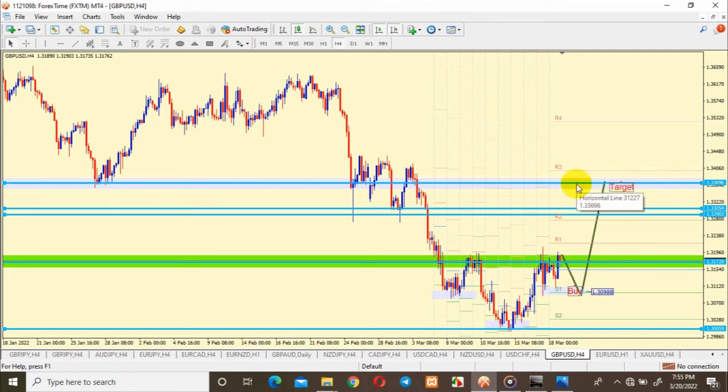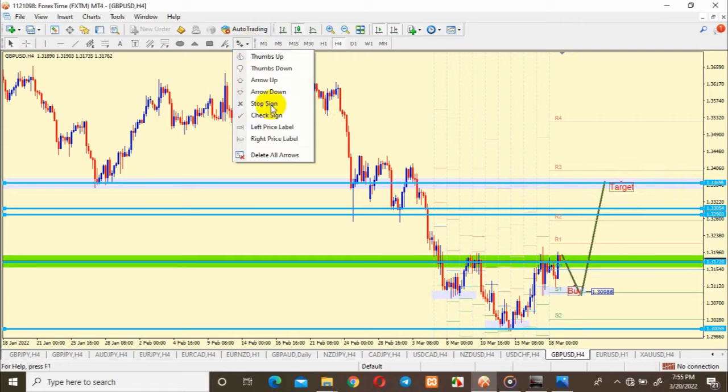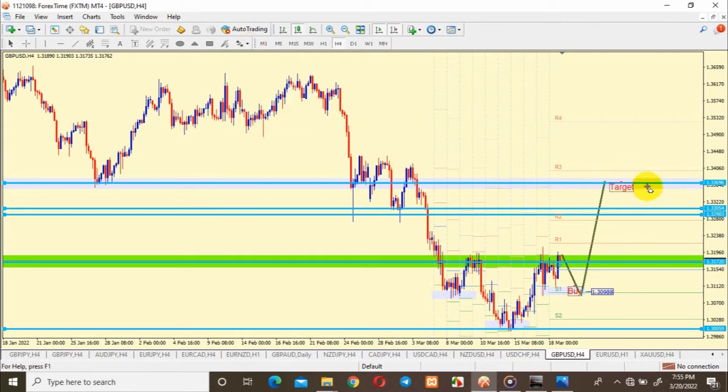Okay, so if I can help you a bit, let me split it. So we target this zone. So we expect price to bounce, drop, then we'll take a buy. You can see head and shoulder forming there.